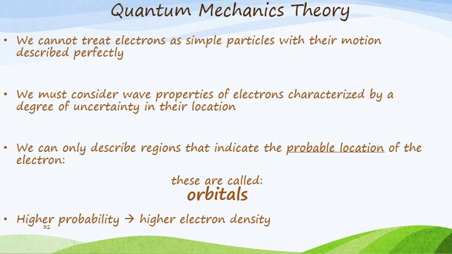With quantum mechanics, we can't treat electrons as simple particles with their motion described perfectly. Heisenberg has just proven that we can't do that. We have to consider the wave nature of electrons that must be characterized by a certain degree of uncertainty in their location. We can only describe areas or regions that indicate the likely or probable location of an electron. These regions are called orbitals. And if we have a very high probability of finding electrons in these regions, we're going to have a high electron density.